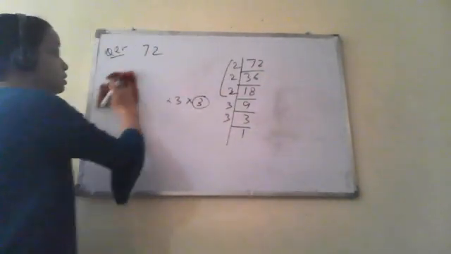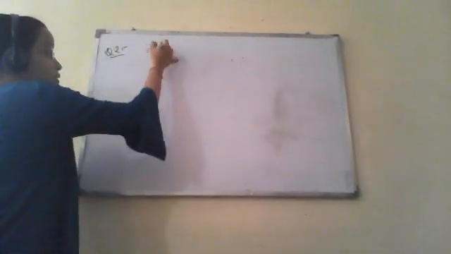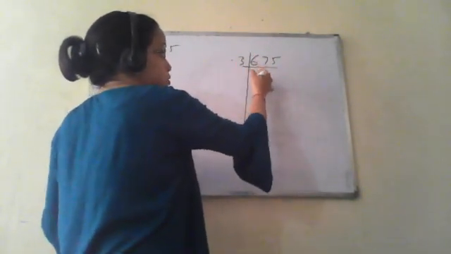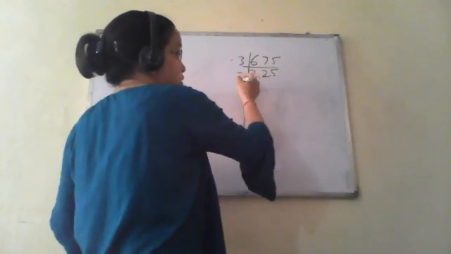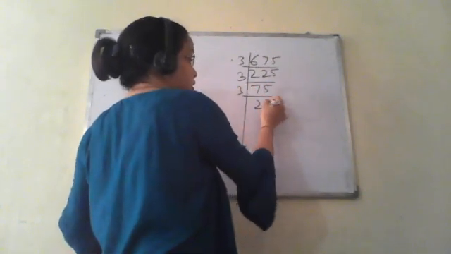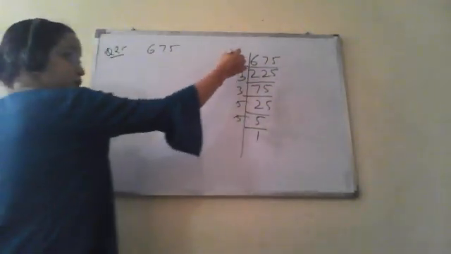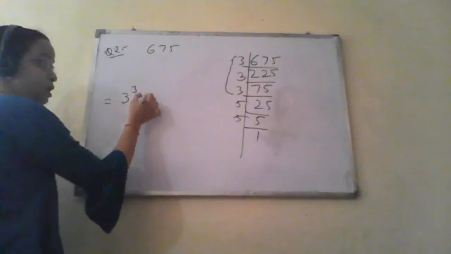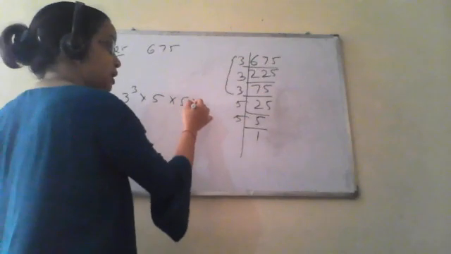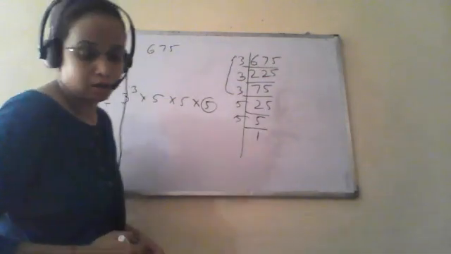Now next part is 675. So 675, the prime factors will be 3, this is 225, this is 75, 25. So this 675 can be expressed, the triplet of 3 is complete. So we can write it as 3 cube and 5 into 5. So this 5 triplet is not complete. If we multiply this number by 5, the triplet will be completed and this number will become a perfect cube.